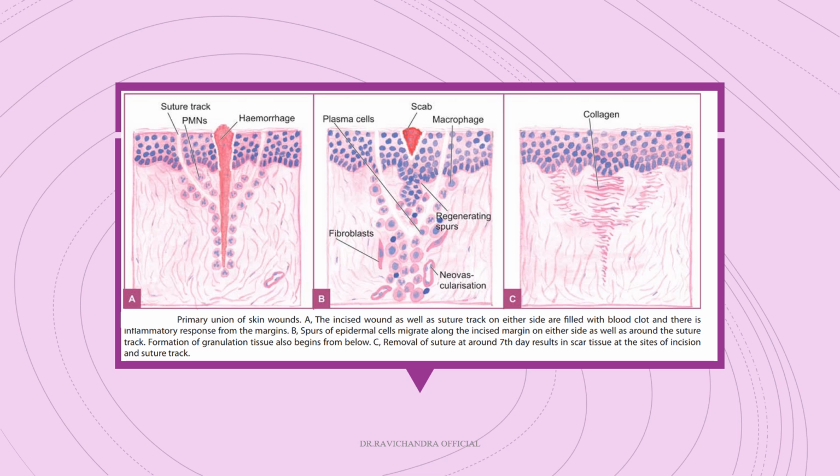In the diagram C, you can observe the removal of the suture at around 7th day, resulting in scar tissue at the sites of incision and suture mark.